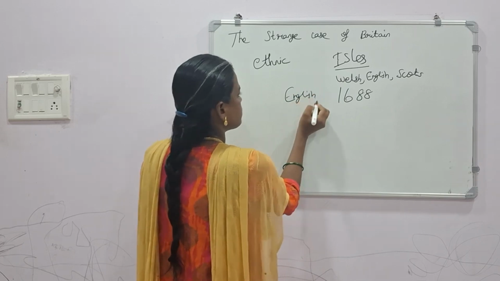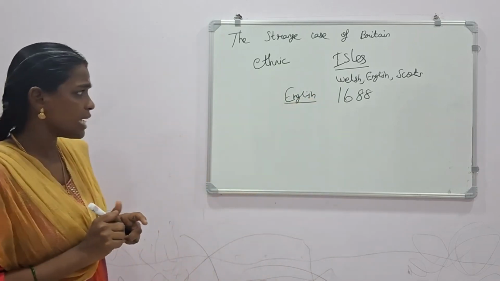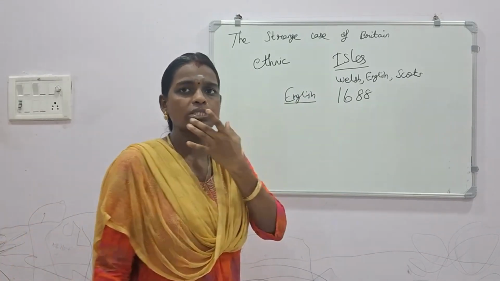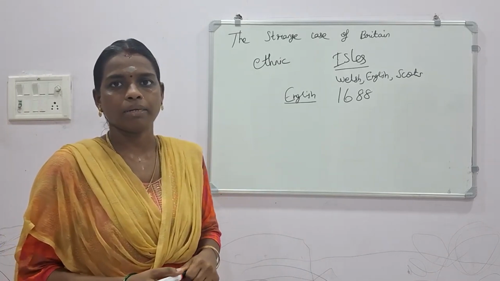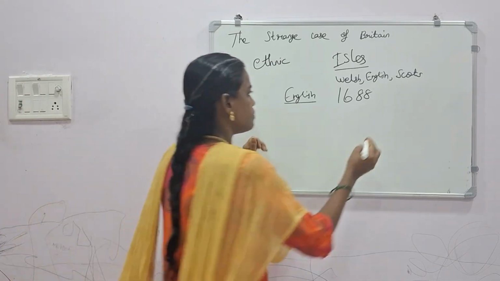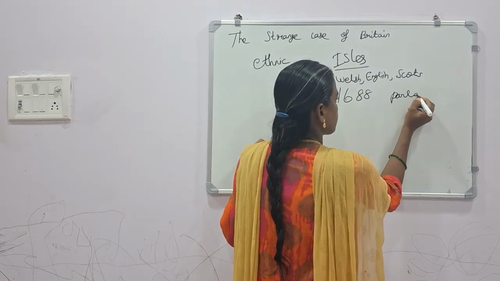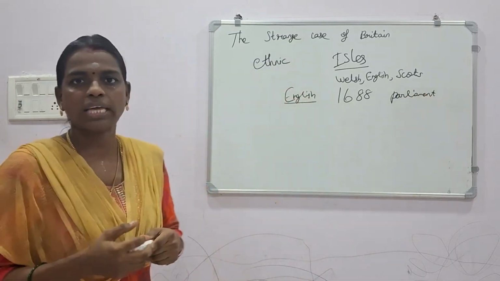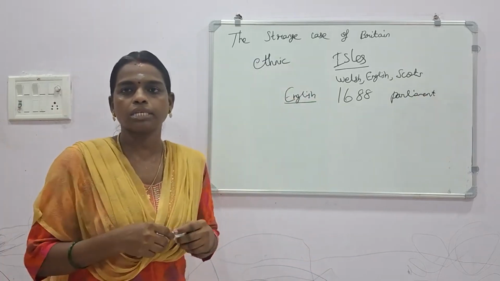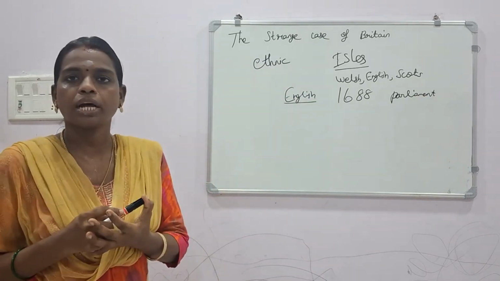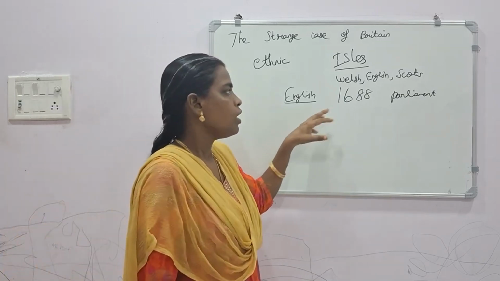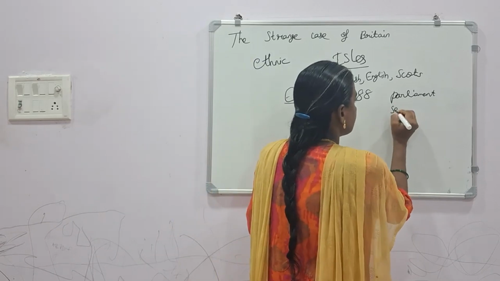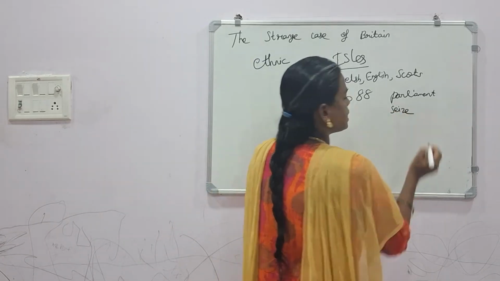In 1688, the English people seized the parliament. Actually, parliament also existed there, but it was under the control of the monarchy. Here, the English people captured the parliament in the year 1688.